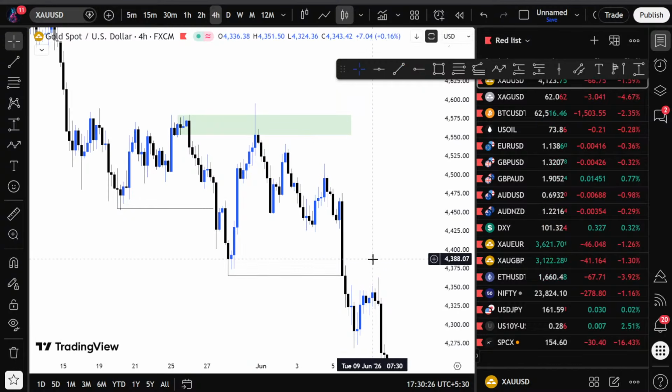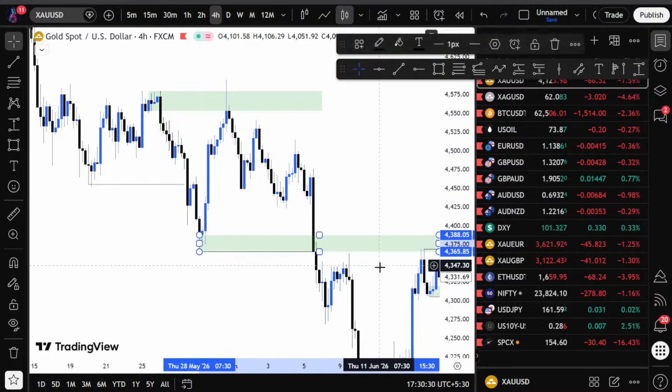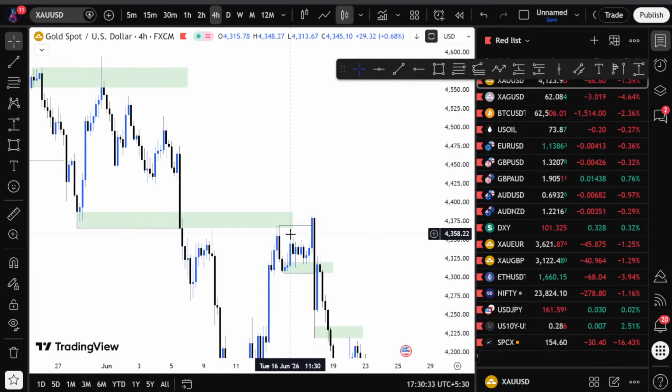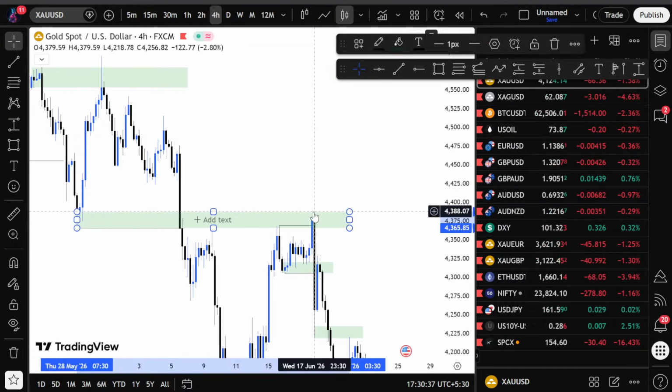New breakout structure. Same thing. You will wait for a test of this area. There is no test. Here is the test. Price is not closing above. So you are shorting here, with the stop loss above it.